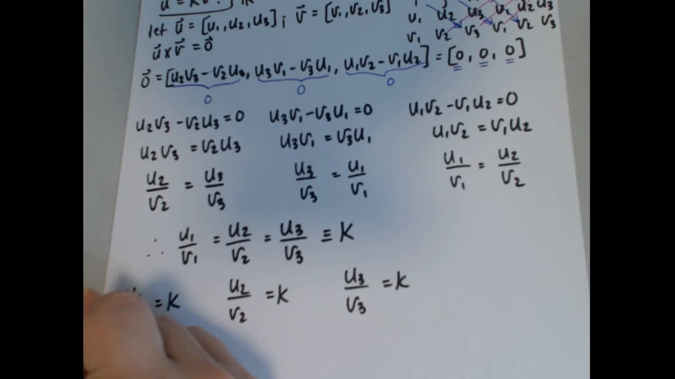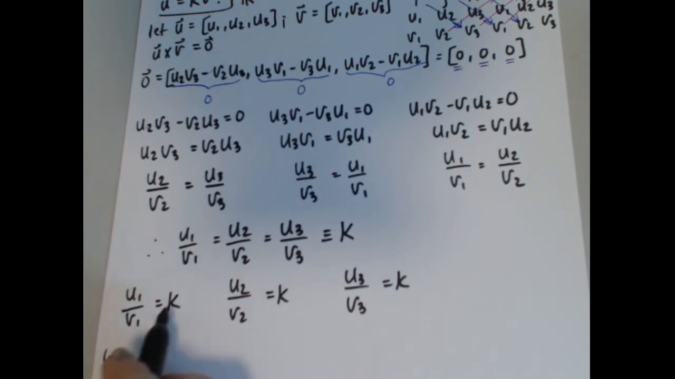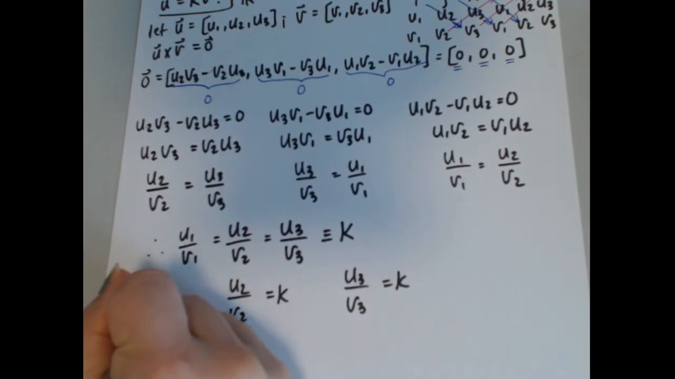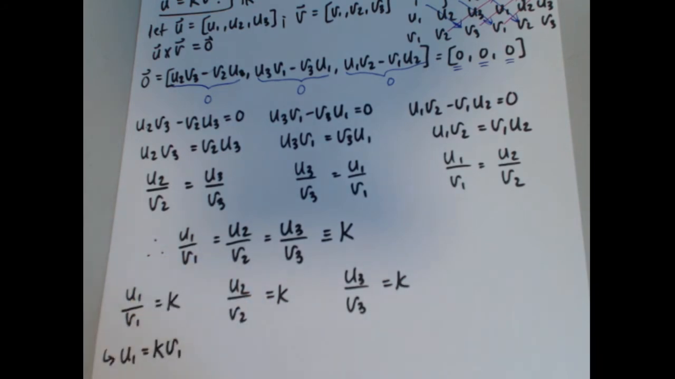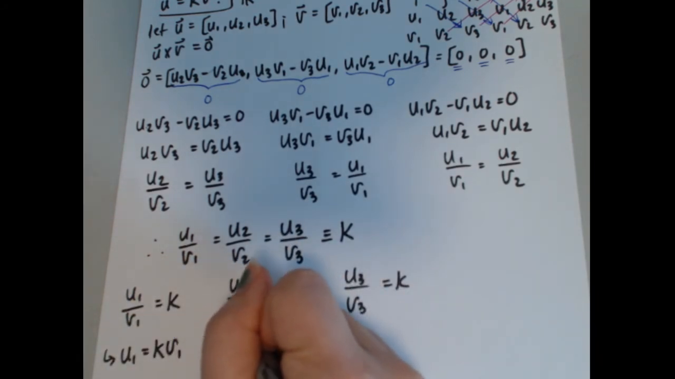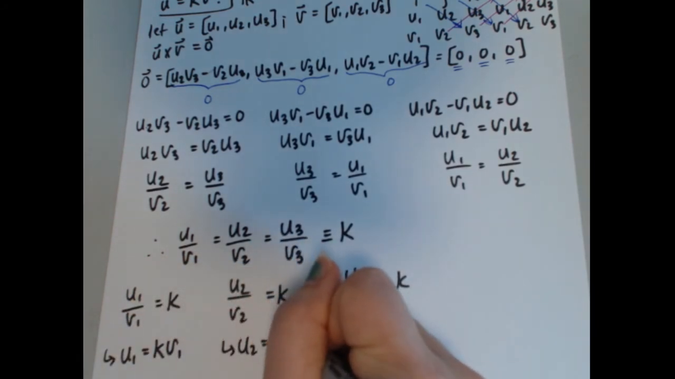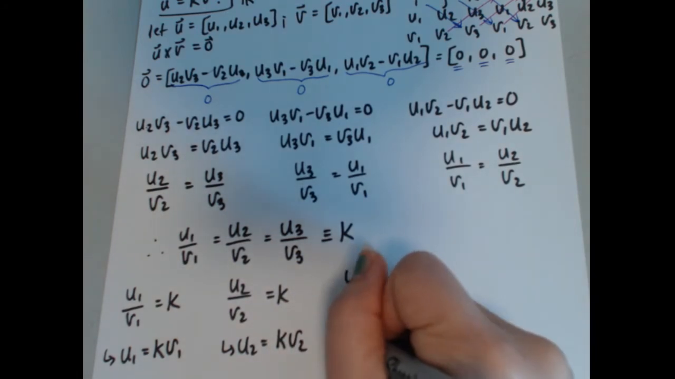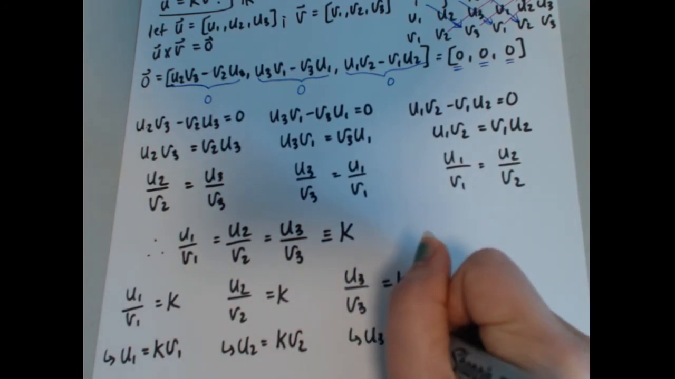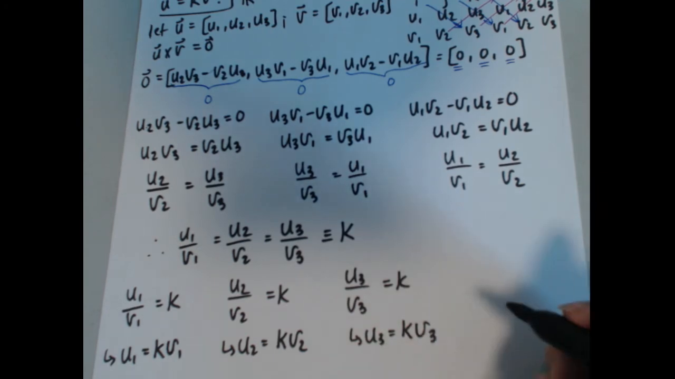So from u1 over v1 equals k, I can multiply the v1 over. That means u1 is equal to k times v1. From the middle, I have u2 is equal to k times v2. And from the last, I have u3 is equal to k times v3.